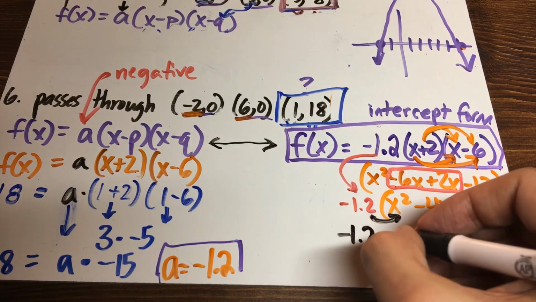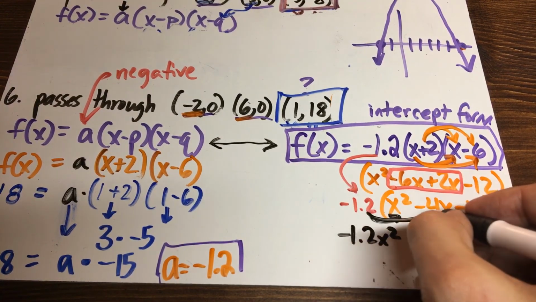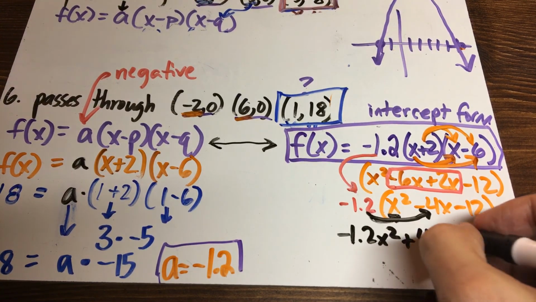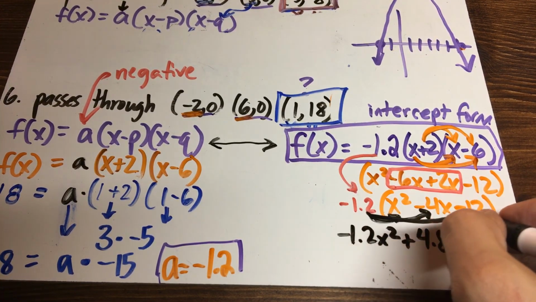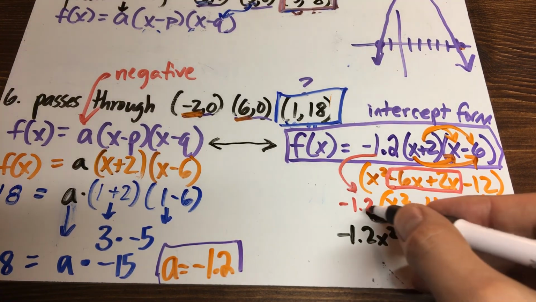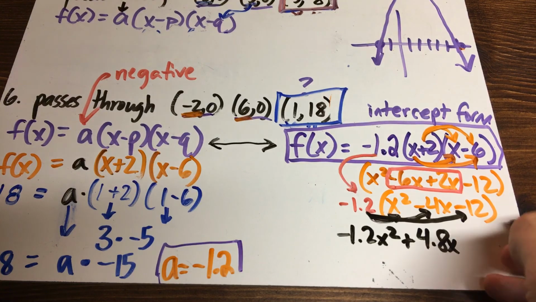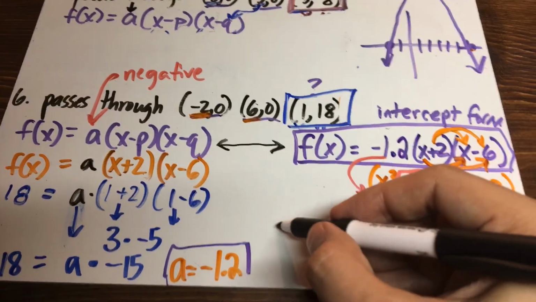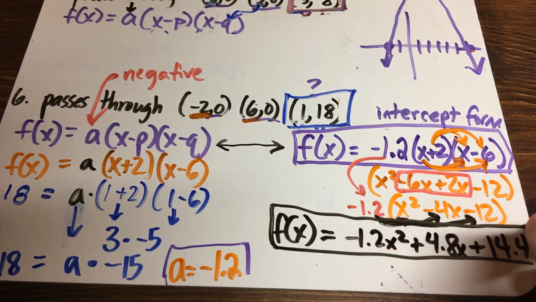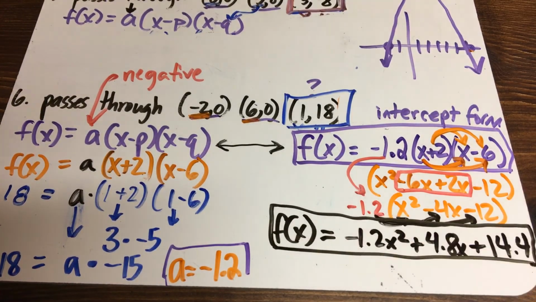-1.2 times x squared, -1.2 times -4x, which is 4.8x. And then I'd have to do -1.2 times -12. Okay, we know this in our head, right? You know 12 times 12 in your head is 144. So -1.2 times -12 is not going to be 144. It's going to be 14.4. And so this would be my answer in quote-unquote standard form, where it's all multiplied out.